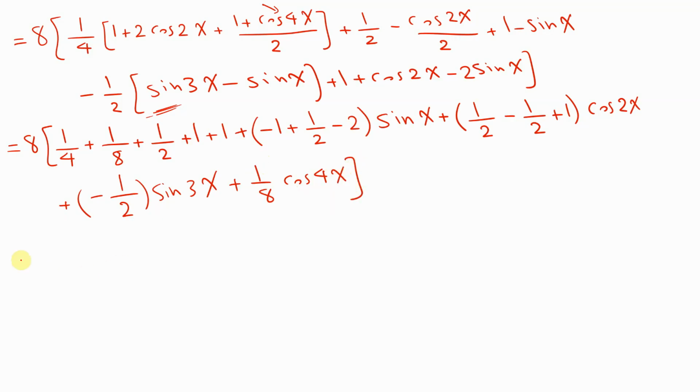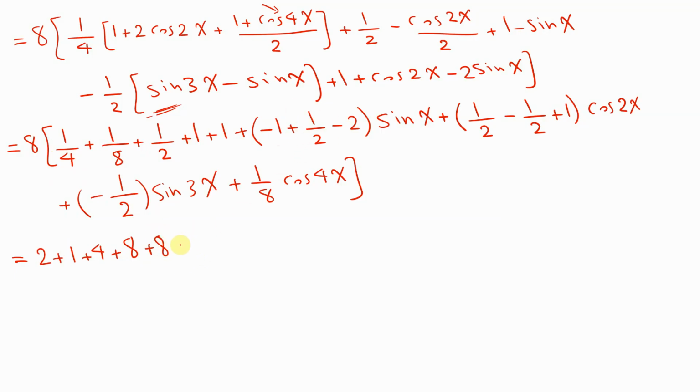So now 8 times all of these coefficients. Okay, 8 times 1 divided by 4 becomes 2, plus 8 times 1 divided by 8, 1, 8 divided by 2, 4, plus 8, and plus 8. This is the DC part.